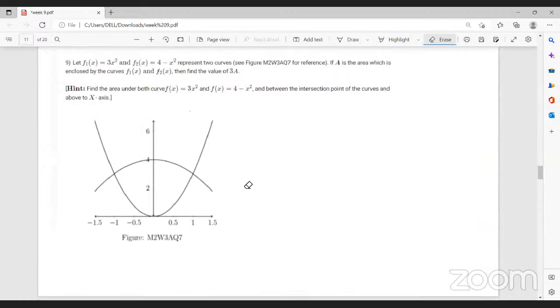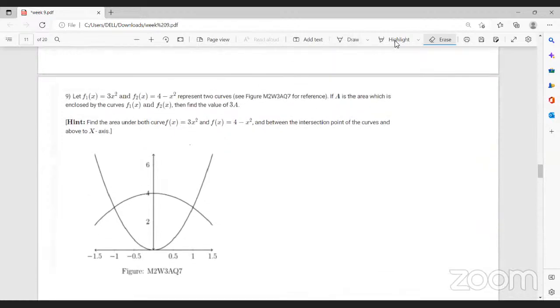I think this is the activity question. We have to find out the area. How do we find the area? A is the area enclosed by f1 of x and f2 of x. So this will be f1 of x and this will be my f2 of x, right? We have to find out the area enclosed by the curves. So this area we have to find out, right?